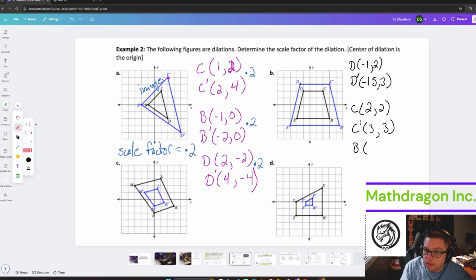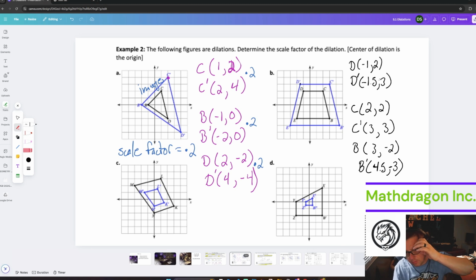So let's try B. So let's go 1, 2, 3, 1, 2. So 3, negative 2. B prime. 1, 2, 3, 4 and a half. 1, 2, 3. And that should be negative. Okay. So anytime you want to test something out, here's my suggestion.